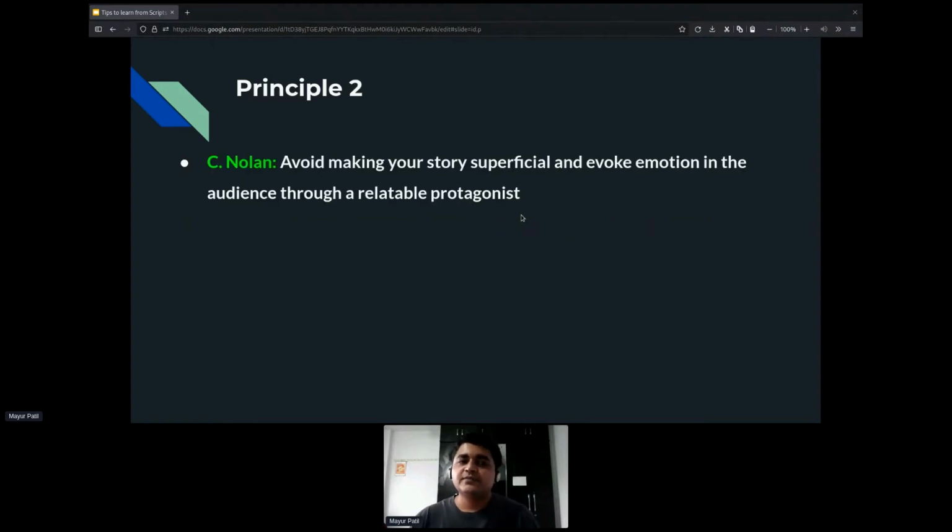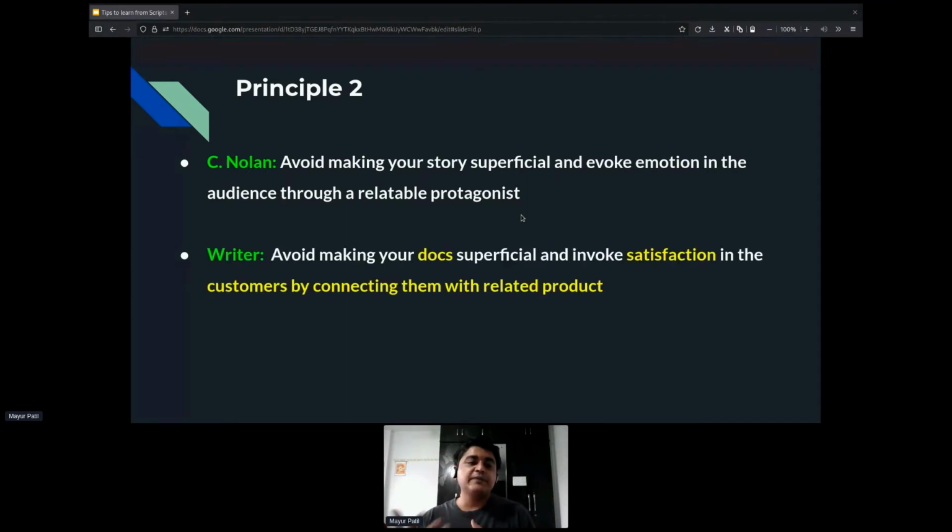Principle 2. Christopher Nolan always thinks about avoiding making your story superficial and evoking emotion in the audience through a relatable protagonist. For the writer, it applies as: avoid making your docs superficial and invoke satisfaction in the customers by connecting them with the related product. Evoke is passive and indirect, but with a material effect, while invoke is active and direct, with an emotional and intellectual effect.